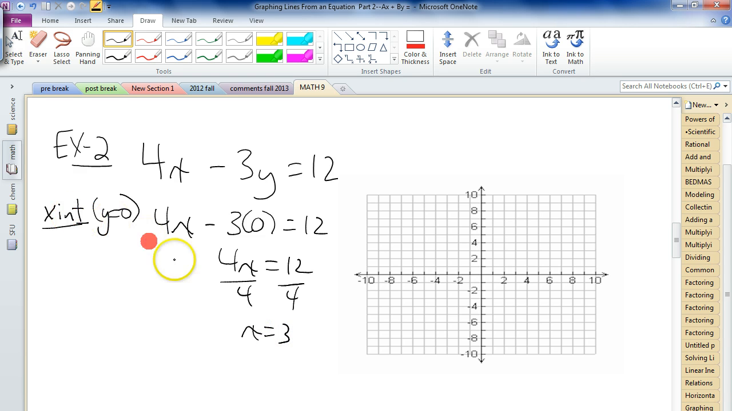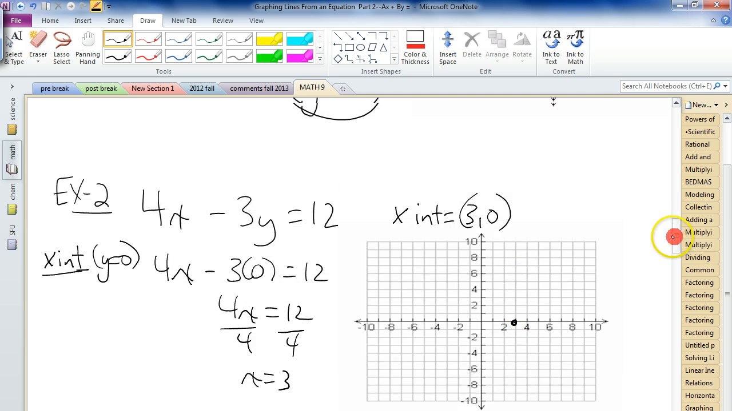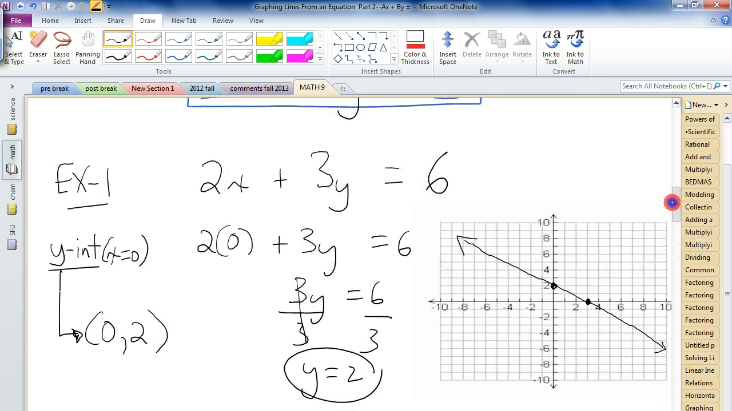So your x-intercept is 3 on the x, 0 on the y. Remember, the x's always go first. 3 on the x, 0 on the y. So your x-intercept, I'll label it this time, is 3, comma 0. So 1, 2, 3, comma 0. Was the last one like that too? I don't think it was.